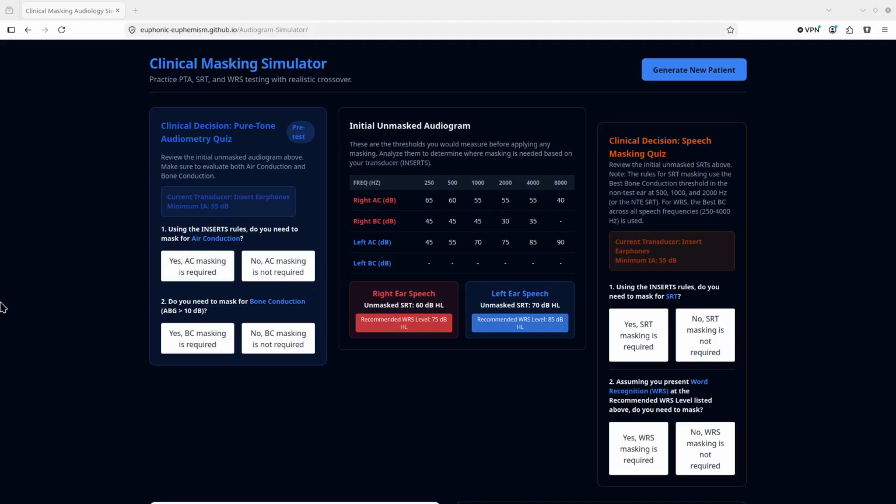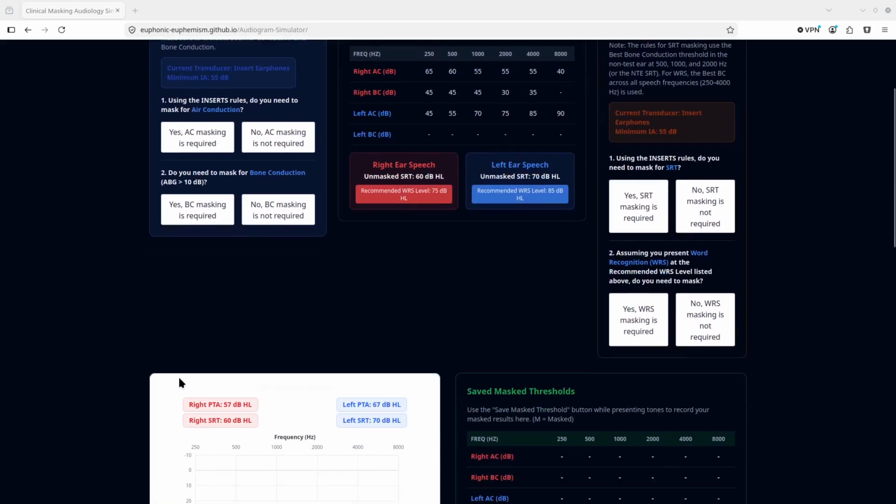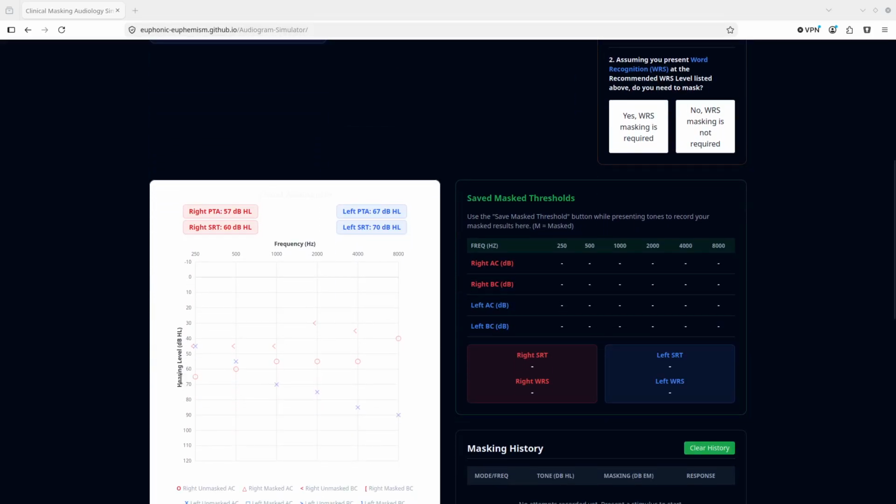Okay, here's a final case study for the recording, and I'm happy to do more recordings if this is beneficial for you all. This time we use insert earphones which have a minimum interaural attenuation of 55 dB. If we take a look at this audiogram, we can see if we need to do air conduction masking. We see some large air bone gaps here. Let's take a look at some of the largest. We see 85 dB versus 35 dB. So 85 minus 35 is 50. Not large enough to require air conduction masking.